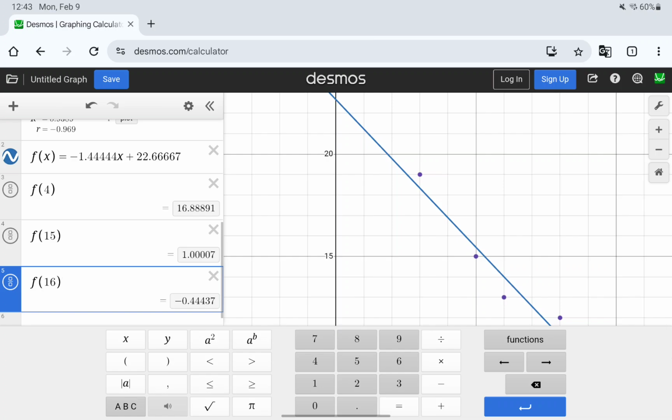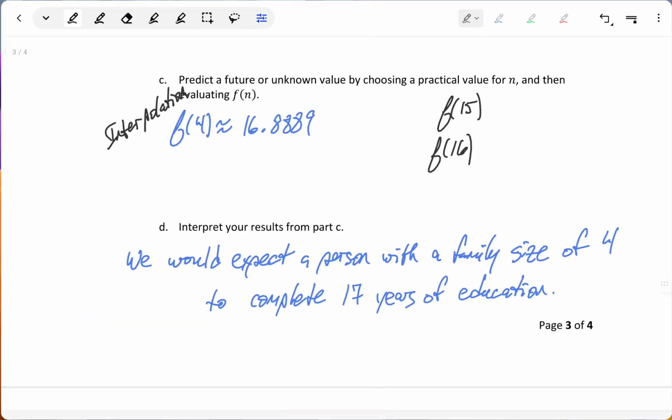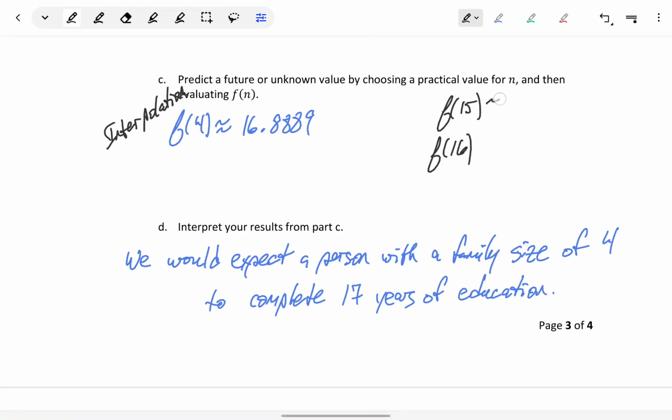So if we take it very literally, it would mean that someone from a family size of 16 attended negative school, which doesn't make sense. If we round it to the nearest whole number, that would be 0. This would imply that a person from a family size of 16 would never attend school. In the United States, that's illegal. You at least have to homeschool. Something has to happen.